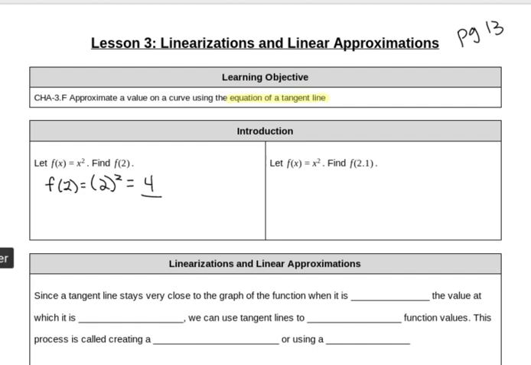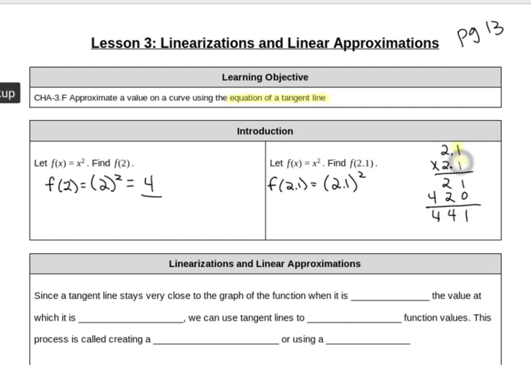Now, same thing goes if f of x is x squared and we want to evaluate f of 2.1. So f of 2.1 means 2.1 squared. This is a little bit harder to evaluate without a calculator, but still not that big of a deal. We can do 2.1 times 2.1. 1 times 1 is 1, 1 times 2 is 2. We've got a 0. 2 times 1 is 2, and 2 times 2 is 4. So if we add, we get 4, 4, 1. We've got two numbers after a decimal point when we're multiplying, so we're going to have two decimal places in our answer, which means f of 2.1 is 4.41.